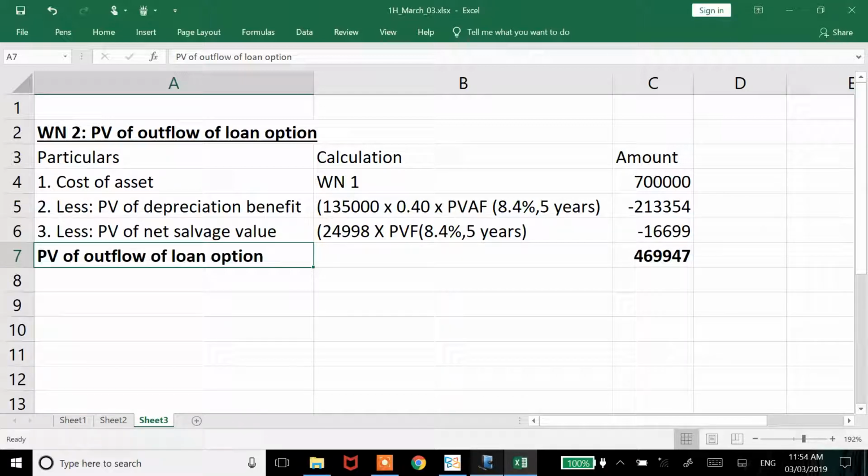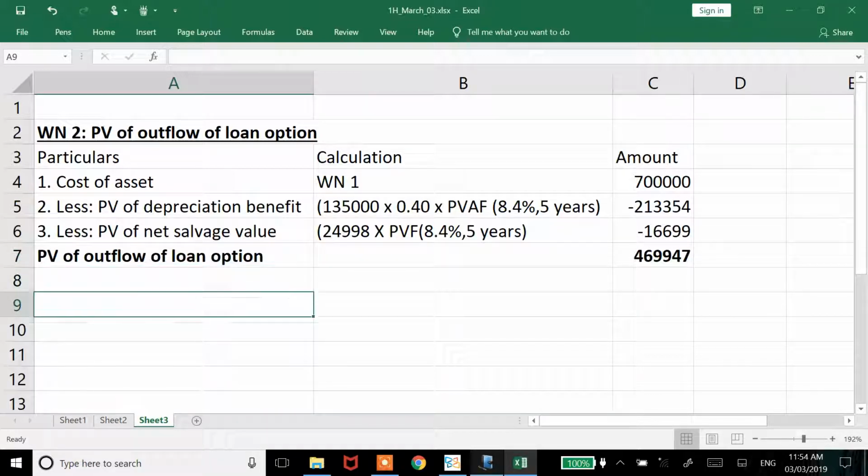Any doubts on this? If you look at institute solution, they would have done the same thing through a loan amortization table. Your answer is going to match, 469,947. Some up down rounding off can happen, but broadly the solution is going to be this. Any doubts in this? Working note 3.